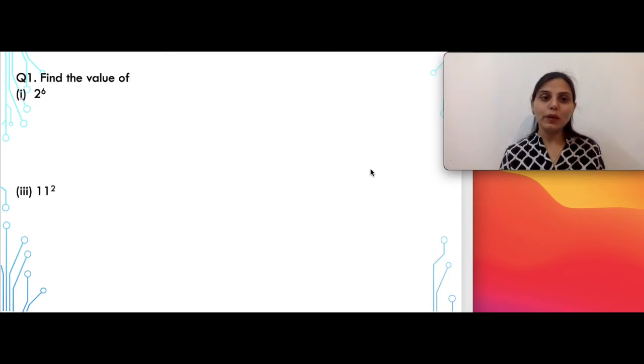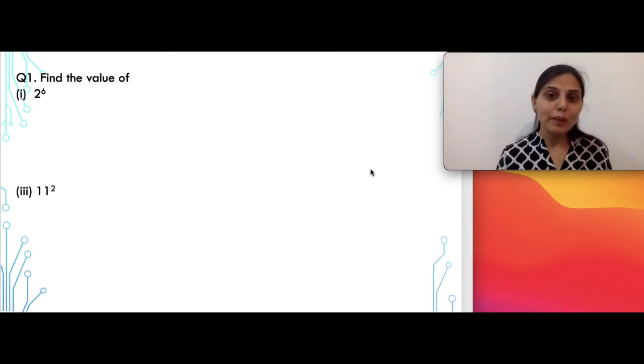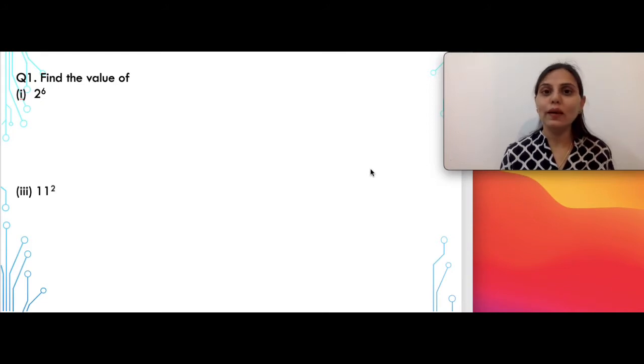For question number 1, I have solved two parts. The remaining parts you need to solve on your own. With practice only you come to know how much you have understood. So from each question I will try to solve as many parts as possible. Remaining parts you need to practice on your own. In case you have any doubt in any of them, you can leave a message in the comment box.